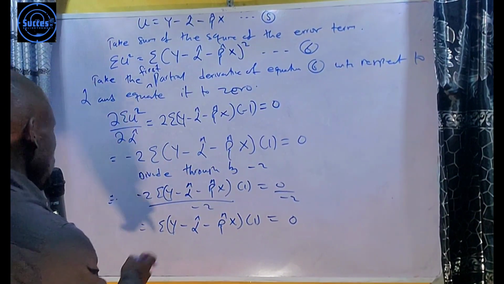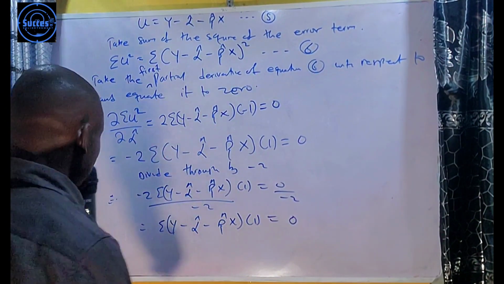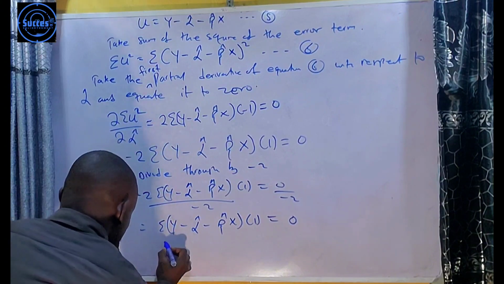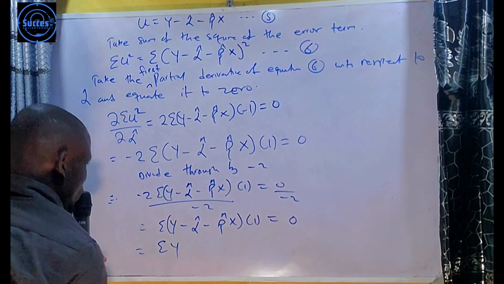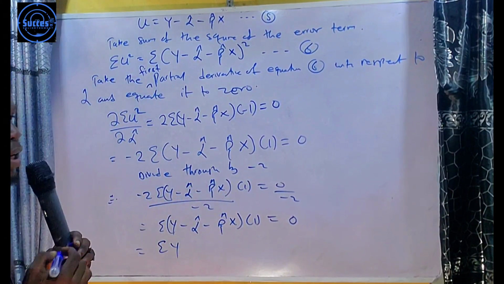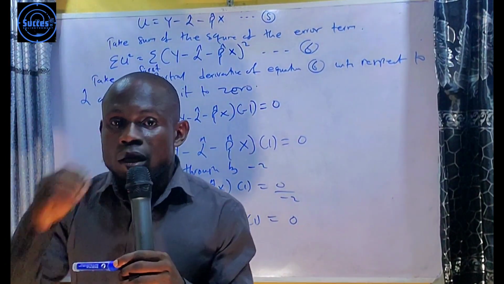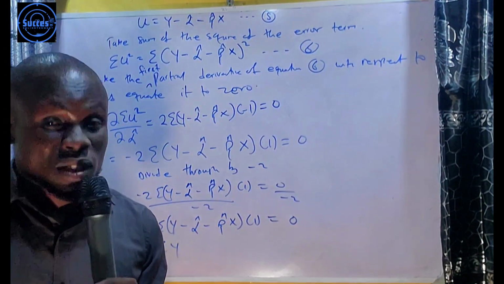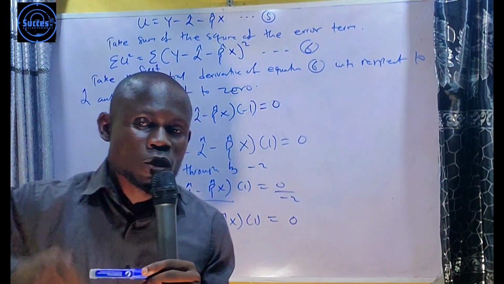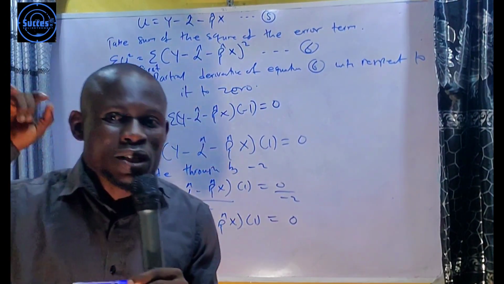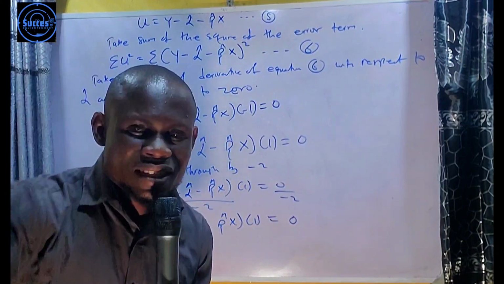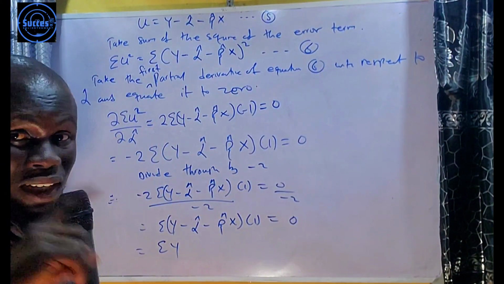So let's take this summation through and see what we have. Summation of y gives us summation y. Then summation of alpha cap. Now don't forget, in our basic econometrics proofs, we already established that when you have a summation of a constant, what you have is not the summation of that constant, but instead n times that constant.